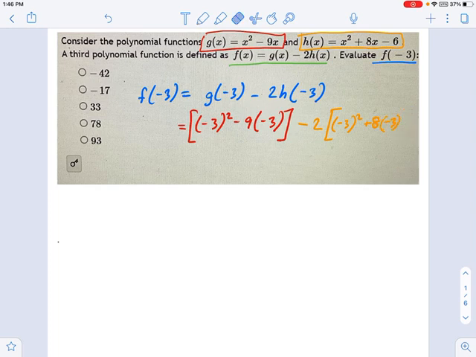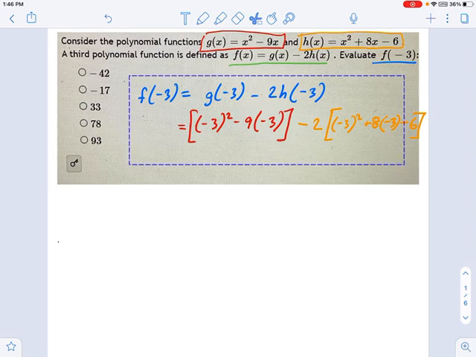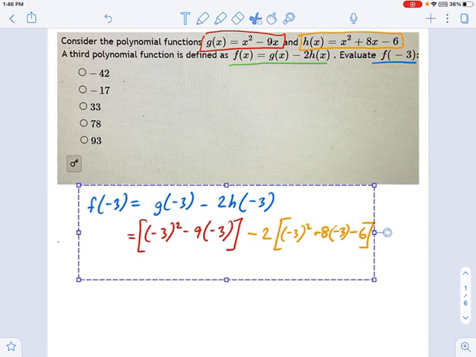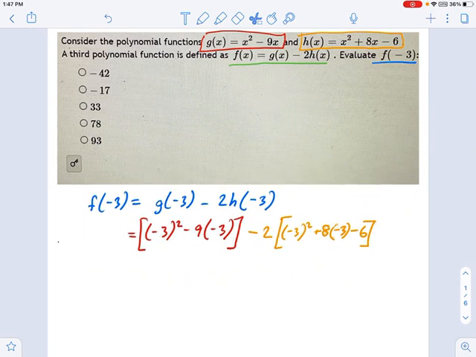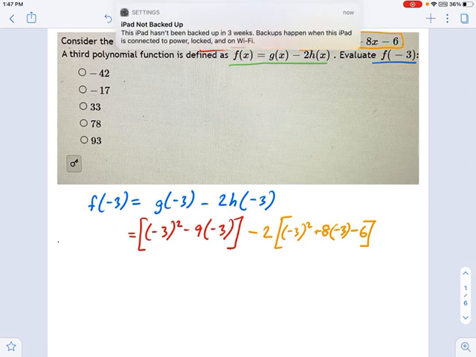And looks like I've got to make room for a minus 6 here. It's getting hard to read. Hold on. Let's move this over there. It's a little nicer. Okay. So if you look at what I did, everywhere there's an x, I put negative 3 in its place. And the equation in red is g of x. The equation in orange is h of x, or 2 times h of x.